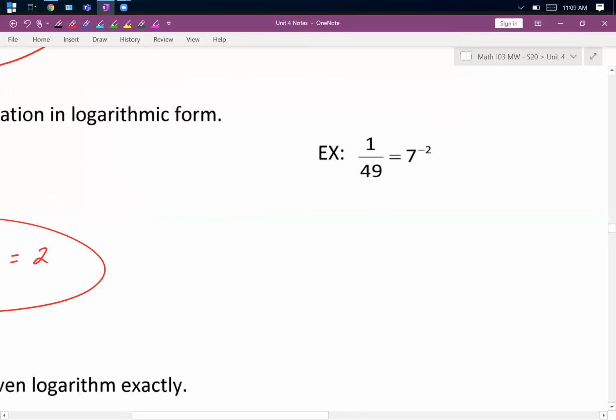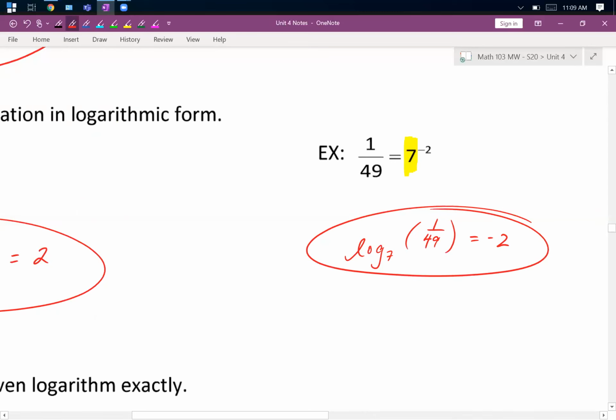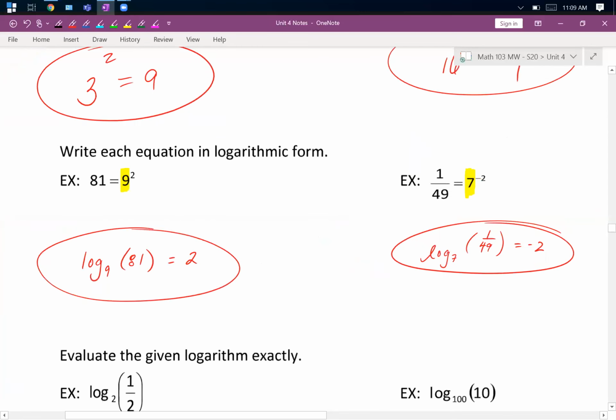1/49 equals 7 to the negative 2 power. What is our base going to be? 7. You got it. This becomes log base 7 of 1/49 equals negative 2. Questions at all?